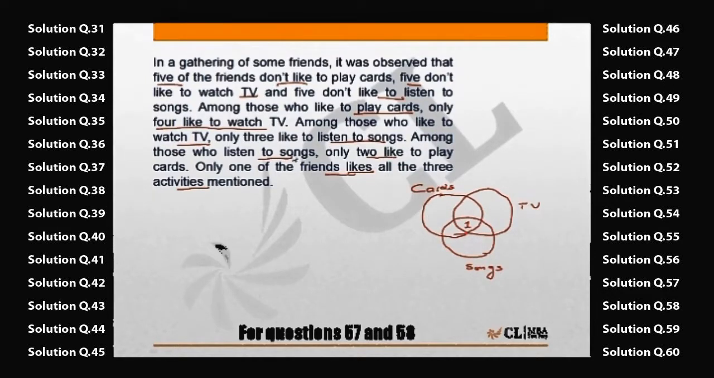Now, among those who like to watch TV, let's start from here. Among those who like to watch TV, 3 like to listen to songs. Among those who watch TV, that means this is the set we are talking about. 3 like to listen to songs. 1 is already here, so there should be 2 more. Okay.